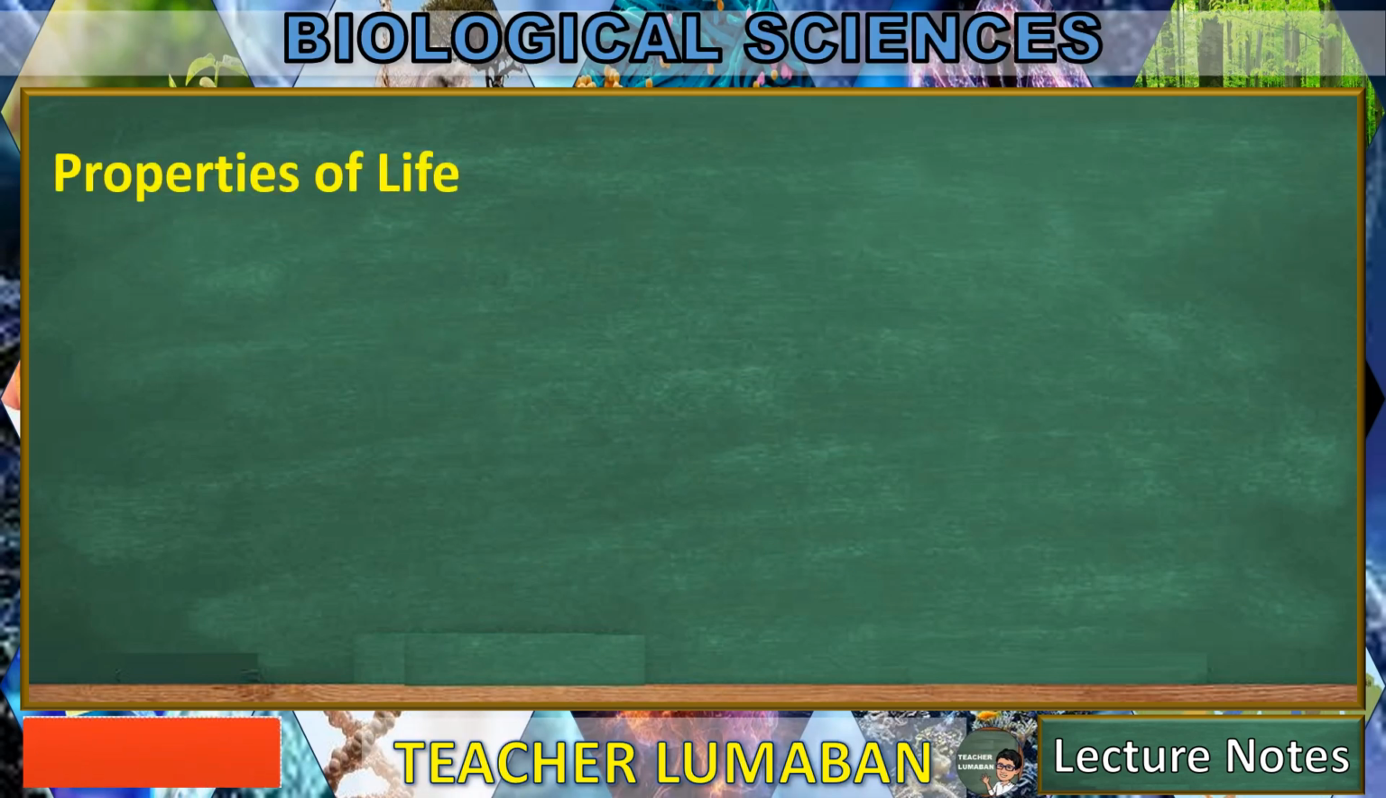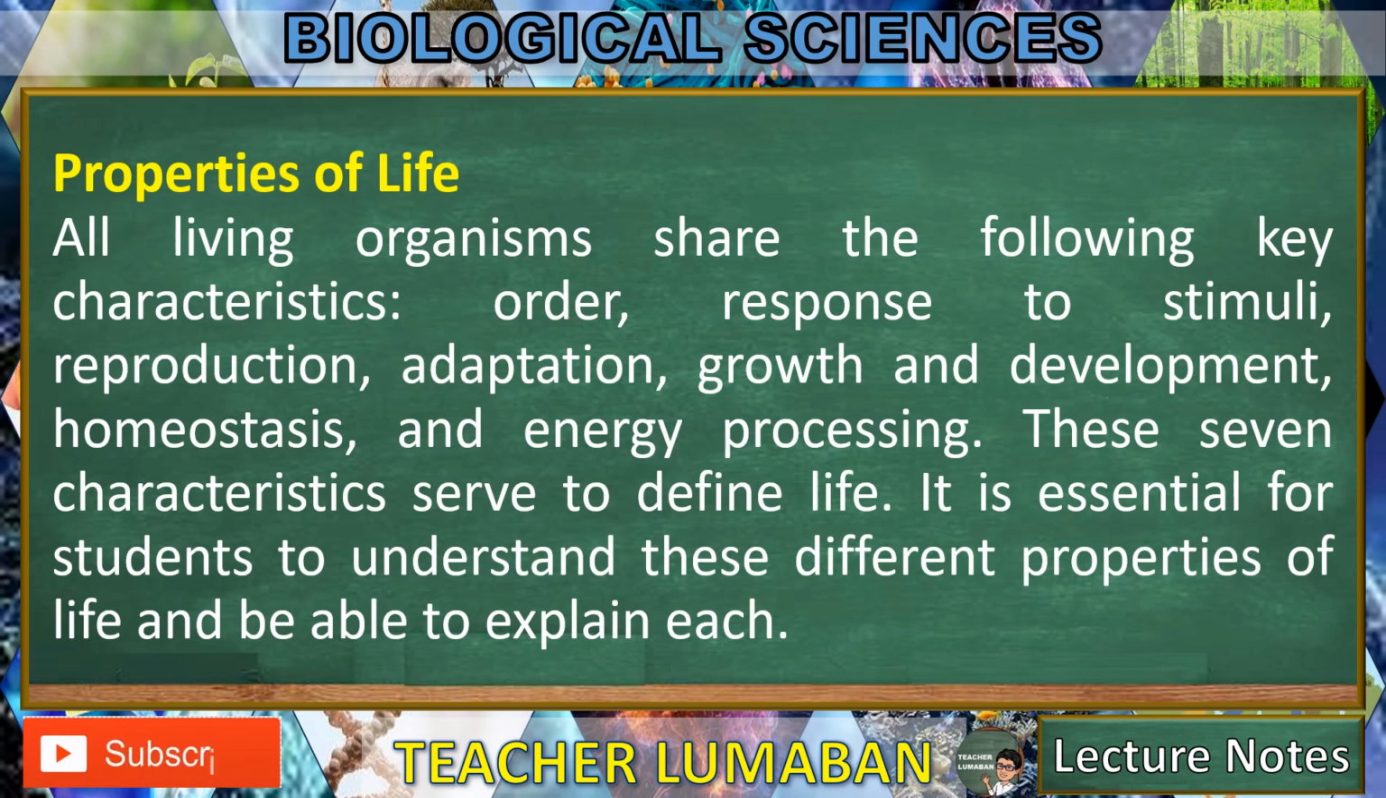Properties of life. All living organisms share the following key characteristics: order, response to stimuli, reproduction, adaptation, growth and development, homeostasis, and energy processing. These 7 characteristics serve to define life. It is essential for students to understand these different properties of life and be able to explain each.